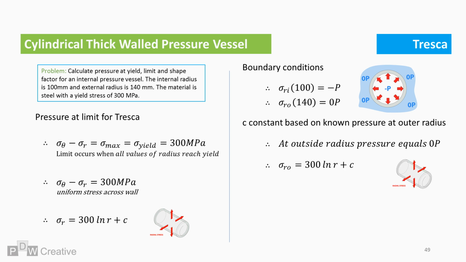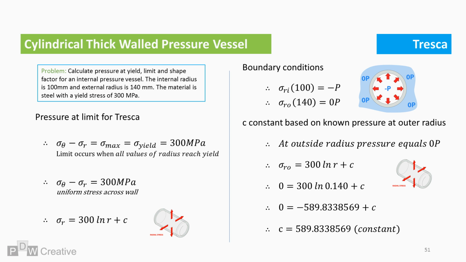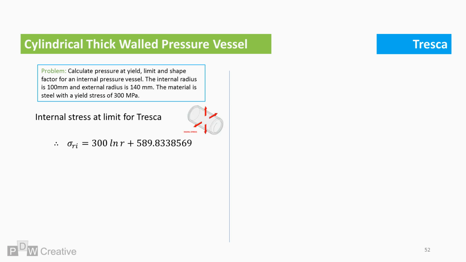Let's take the radial stress equation. Fill in the blanks. We're using external stress as we know pressure is zero. And finally, expand out to find constant c. Let's take the constants and rewrite the equation for internal radial stress.